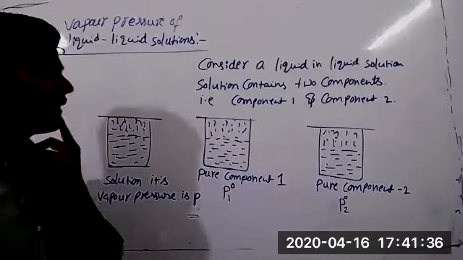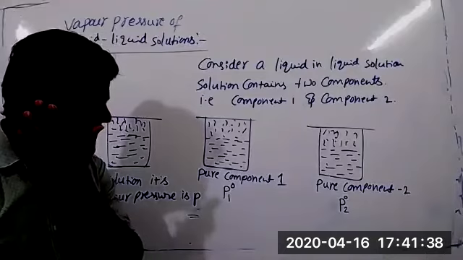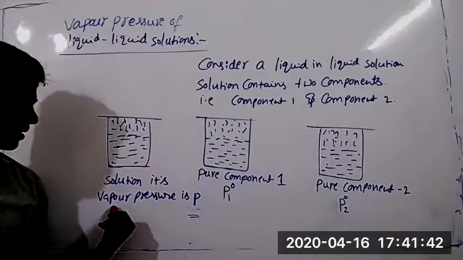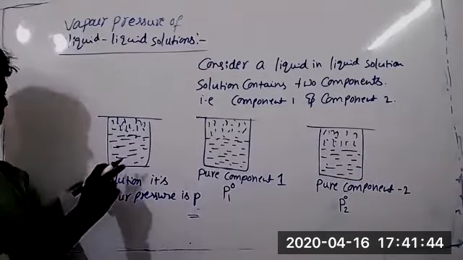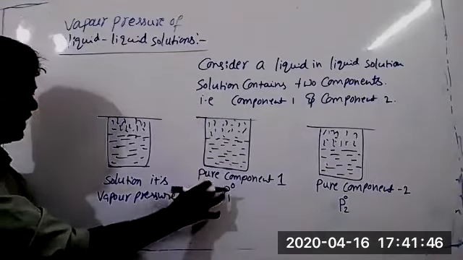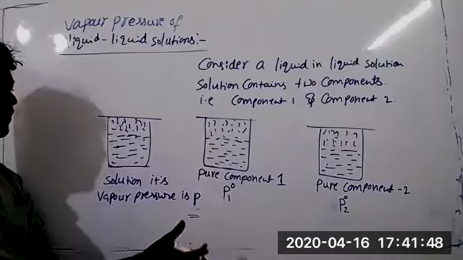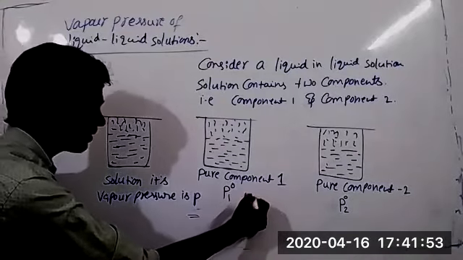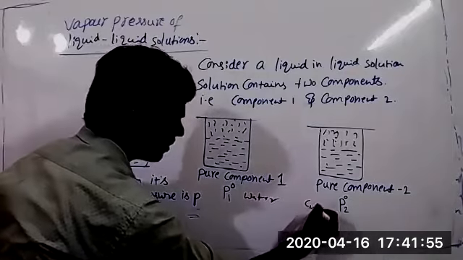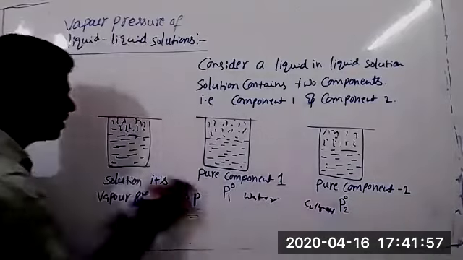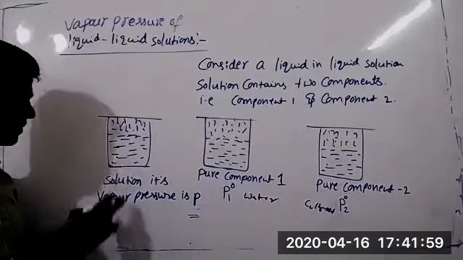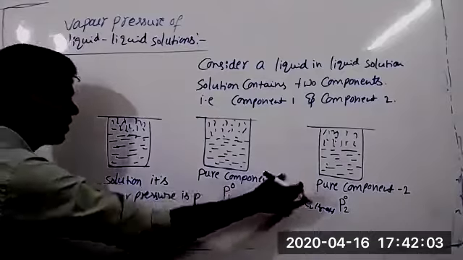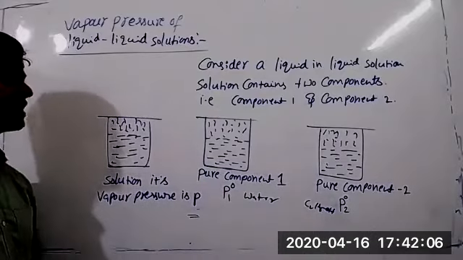Now, the combination of component 1 and component 2 will not be a pure solution, because a pure one has only one component. But when you mix both components, which are different, suppose this is water and this is alcohol, it gives a mixture. You don't call it pure. This is pure, that is pure. When you mix both, you get a solution. It's not pure, it is a mixture.